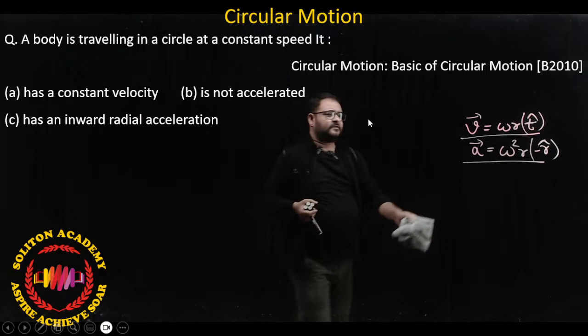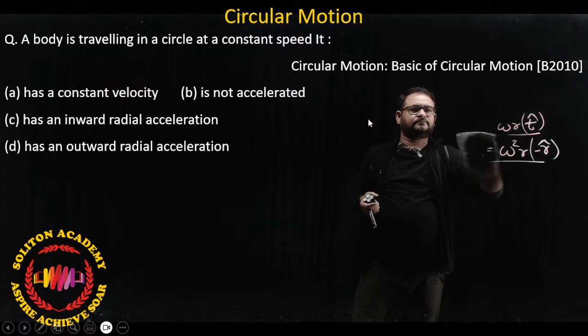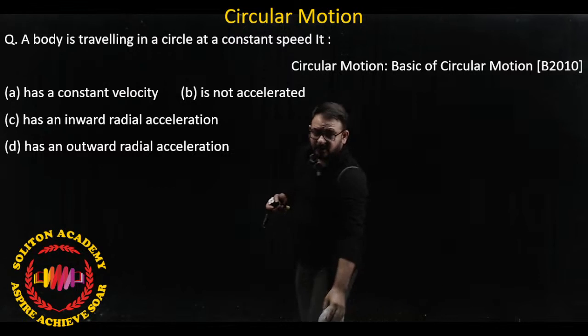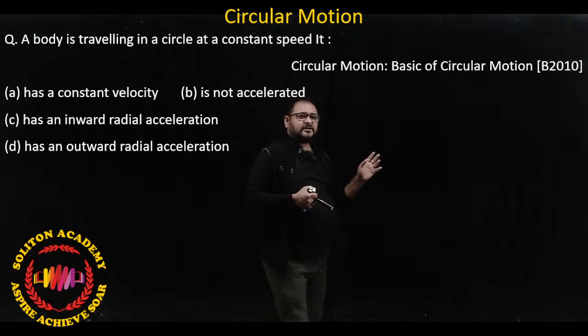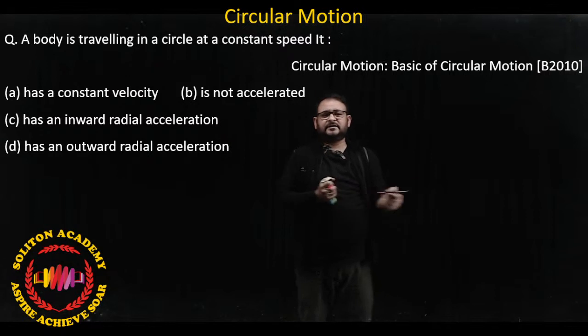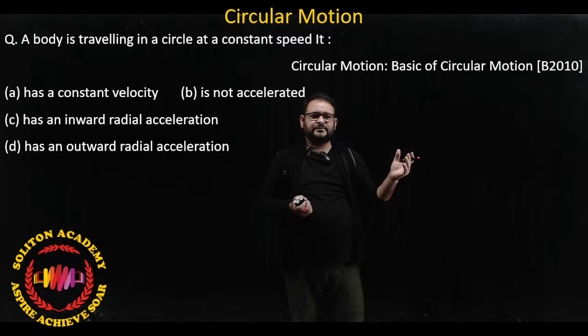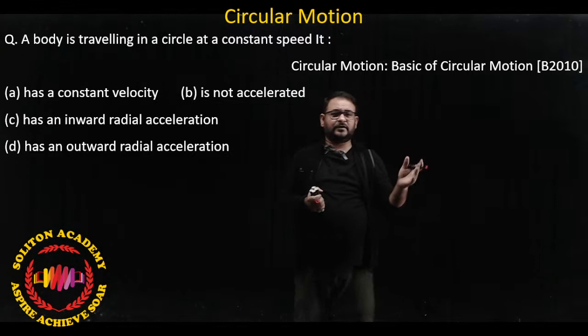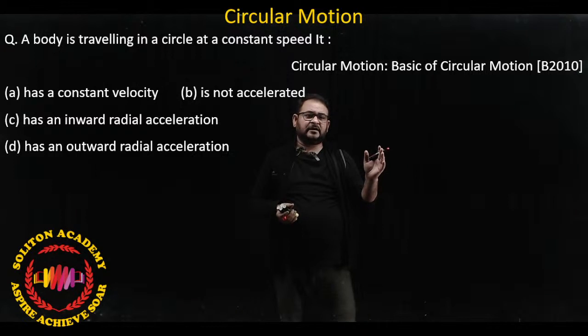Okay, let's look at the next question. A body is traveling in a circle at constant speed. Constant speed means it's a uniform circular motion. But it is accelerated because we know acceleration is radial towards the center. The options: has a constant velocity, has an inward radial acceleration, has an outward radial acceleration.